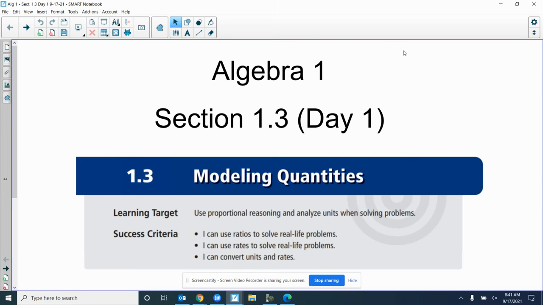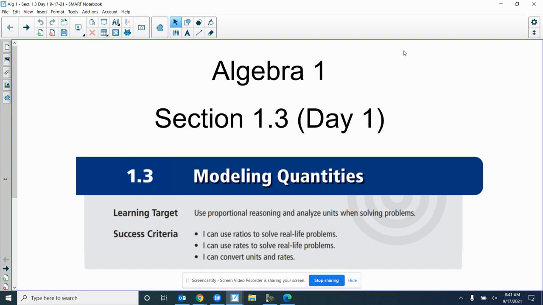What section are we doing? Right here. Why is it a little odd? We skipped it, yeah, because what was the last section we did? We did 1-7. So we actually skipped 1-3 and 1-4. We're not going to do 1-4 at all.